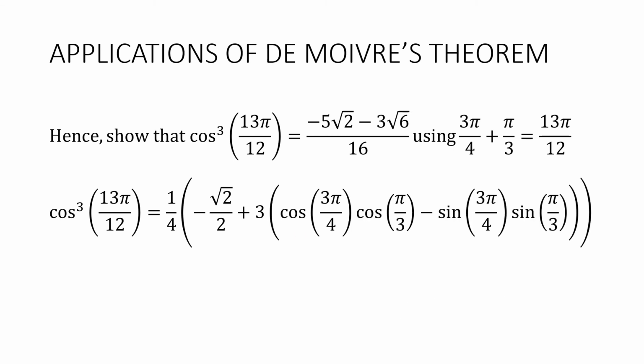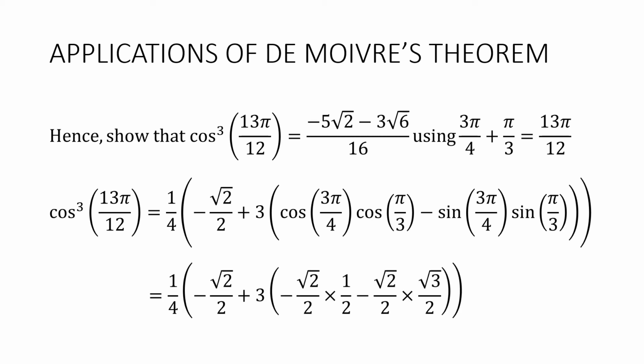Okay, so now we need to work out all of these. So we've got cos 3 pi on 4, cos pi on 3, sine 3 pi on 4, sine pi on 3. All right, we sort of worked this one out before, but we worked out cos of negative 3 pi on 4. It's actually going to be the same. This is in the second quadrant. It's negative root 2 on 2. Cos pi on 3 is cos 60, that's a half. Sine 3 pi on 4, that's in the second quadrant, it's positive. So it's positive root 2 on 2. And sine pi on 3 is root 3 on 2.